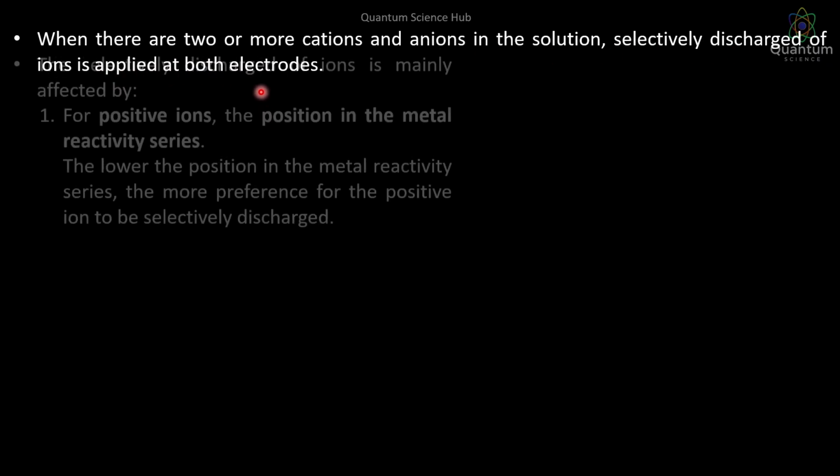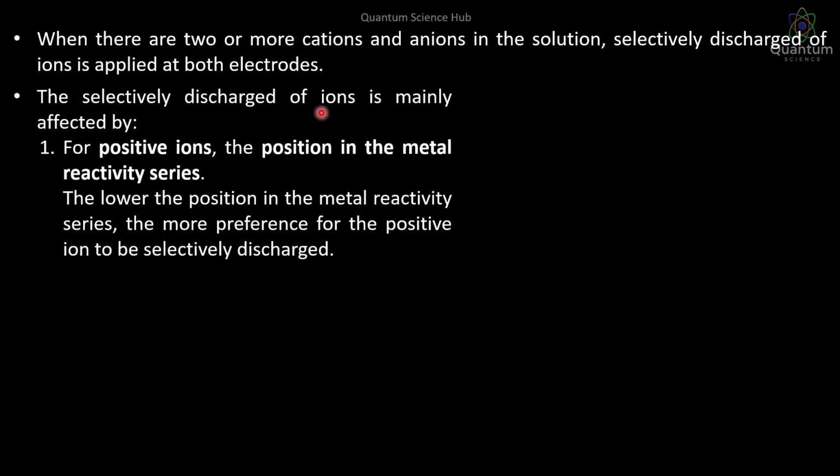When there are two or more cations and anions in the solution, selective discharge of ions is applied at both electrodes. The selective discharge of ions is mainly affected by, the first one is for positive ions. It is based on the position in the metal reactivity series. The lower the position in the metal reactivity series, the more preference for the positive ion to be selectively discharged.